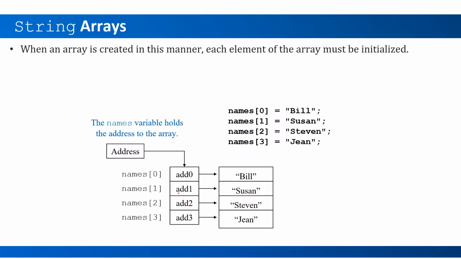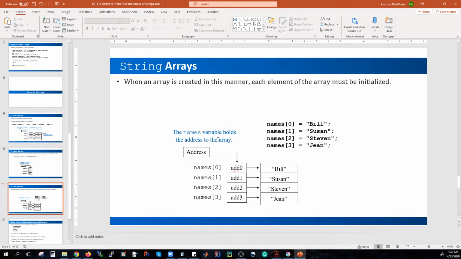Then I go and manually assign one by one and say names sub 0 is equal to Bill. In this case, instead of pointing to null, it gets updated with a new address, which is pointing to Bill in the heap memory. Names sub 1 is pointing to Susan, so that also happens here. Steve, Jean, and so on. All right, so let's have a look at this in Java.